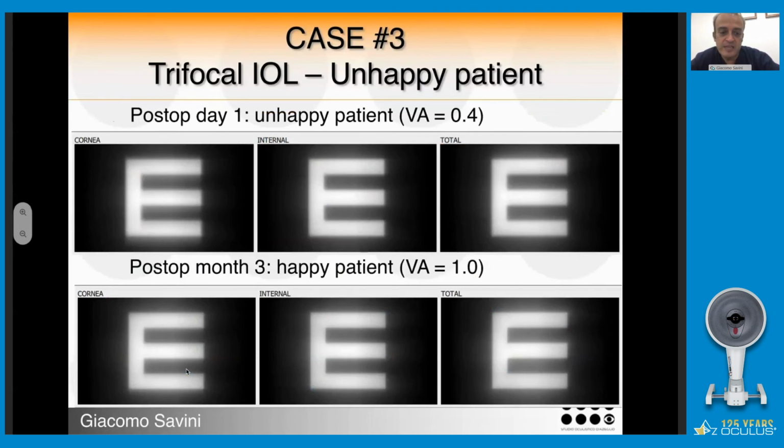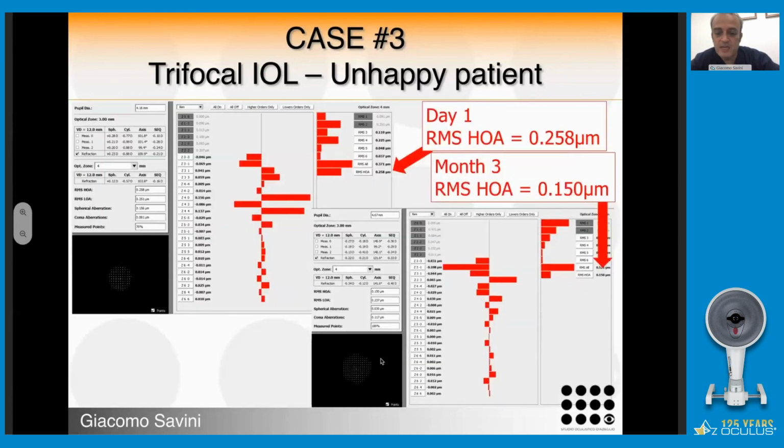And here you see that now patient was okay after one surgery, and the cornea was good. Everything was good after 1 month, after 3 months. If you take a look at the aberration, you can see that 1 day after surgery, higher order aberration were 0.258, and 3 months later they decreased to just 0.115.